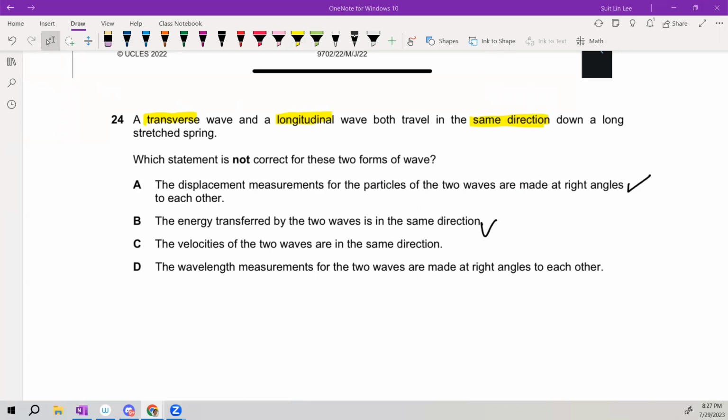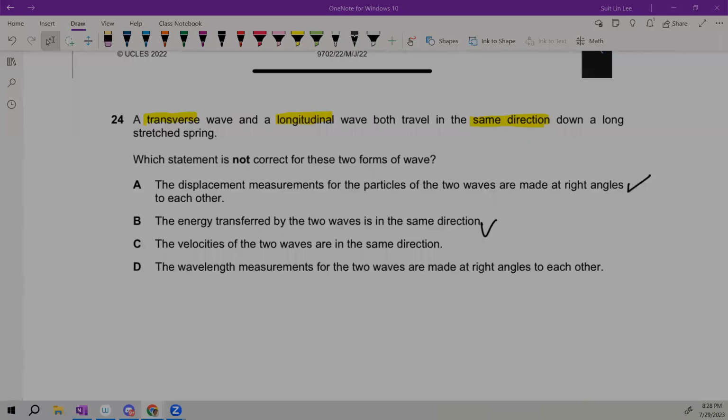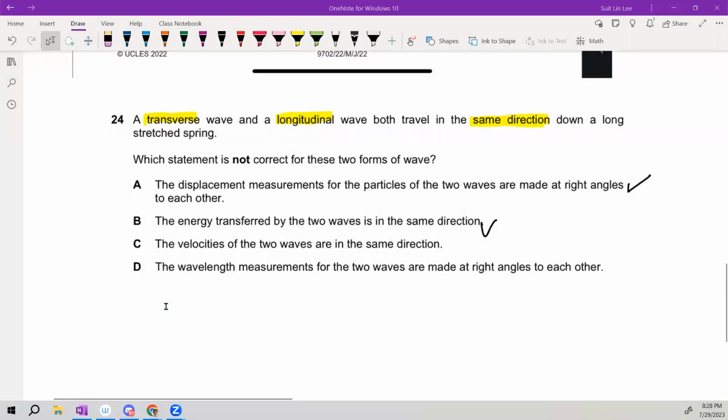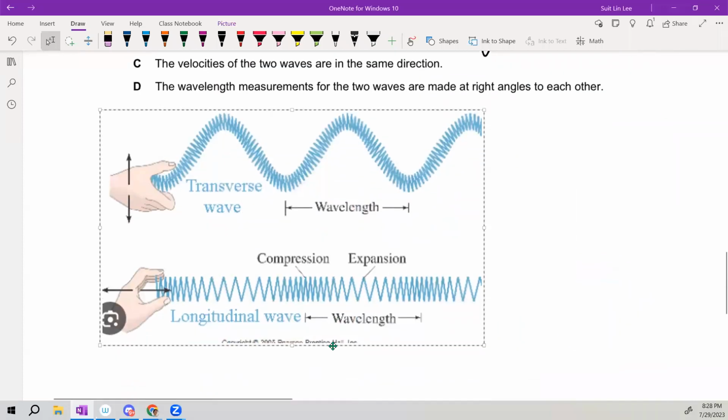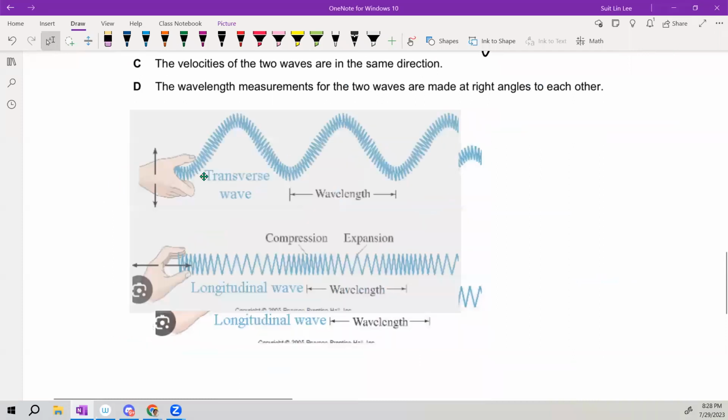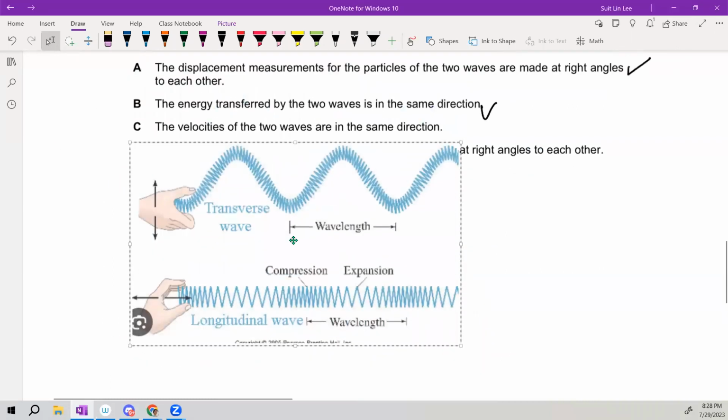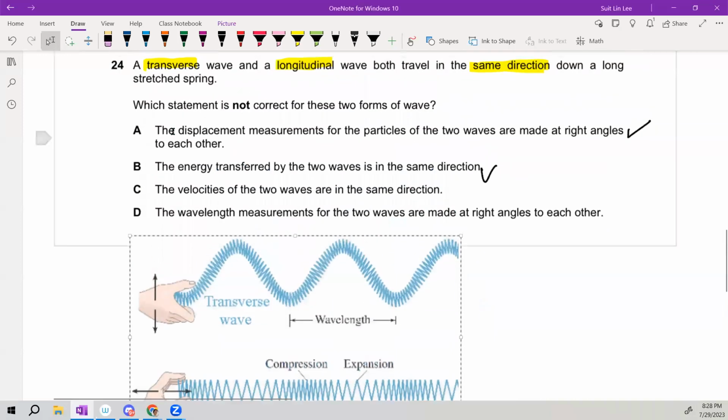Actually, because I'm a boomer, when I was a student I had to be able to draw it out, but the way I draw it out is not going to be as nice. So I tend to use this. I can show both the transverse and longitudinal wave on the spring. In my brain, I already have this picture. Okay, so which statement is not correct for these two waveforms?